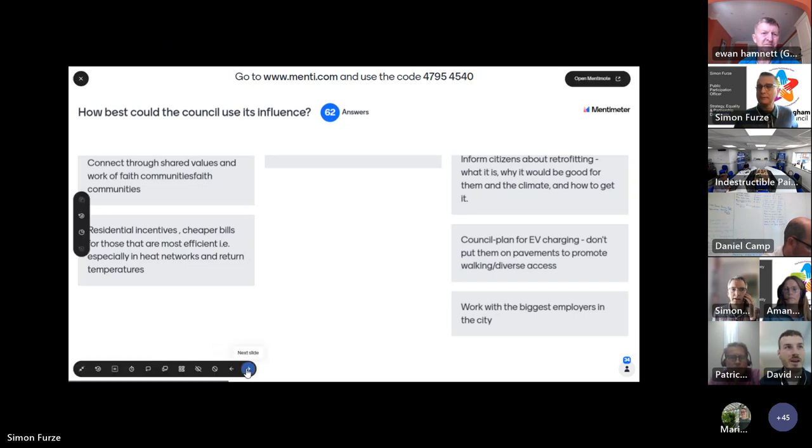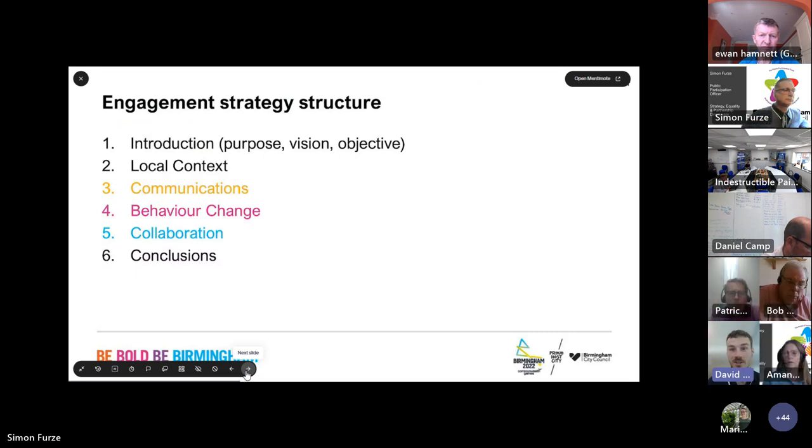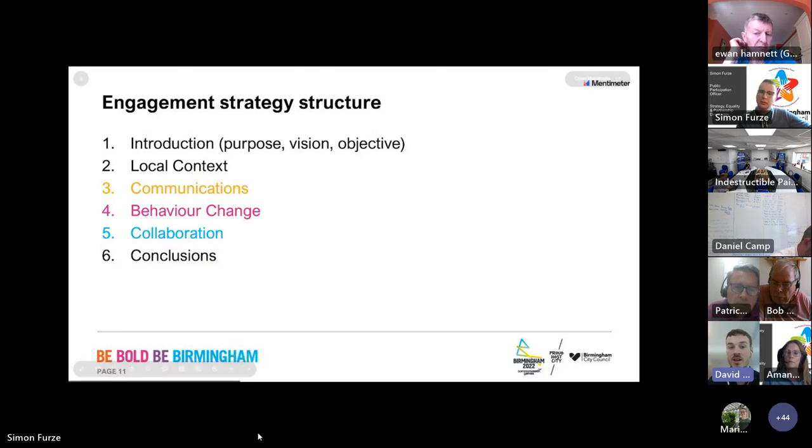All right. Okay, well, those are really great answers, and I'm definitely excited to look through those in more detail. So I'll cover the topics on the rest of the slides. I'll be running through the structure of the strategy: the introduction, what that will cover, a chapter on local context, and then focusing on each of these three different methods of wide engagement: communications, behaviour change, and collaboration.